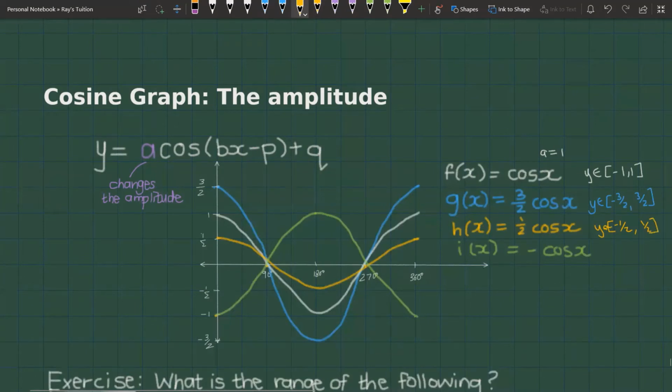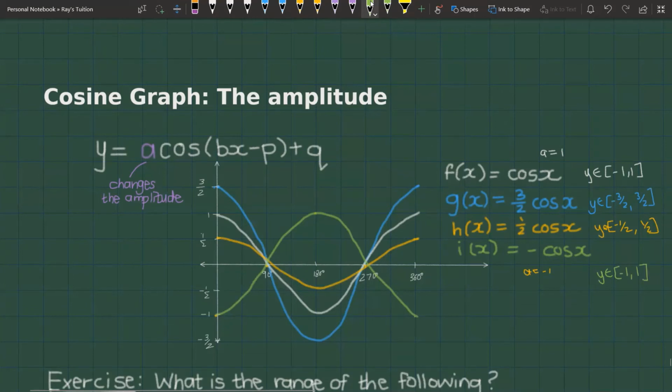The final one is the green graph, and in this one it's equal to -cos x. Our A value is -1. In this graph, our graph has been inverted or reflected about the x-axis, so now our range remains the same, which is y is an element from -1 to 1.